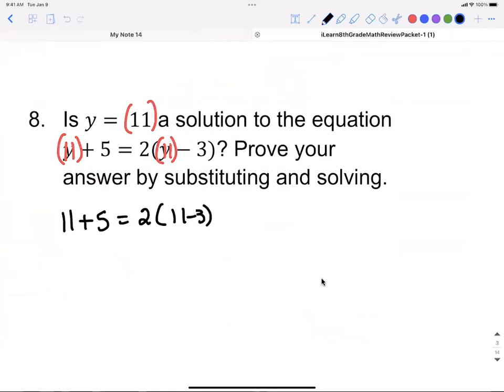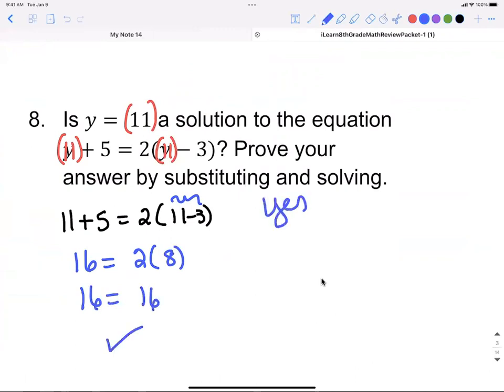Now, there's a couple of different ways you can do this. I'm going to go ahead. 11 plus 5 is 16. I'm going to go ahead and combine inside my parentheses first because they're like terms. So 11 minus 3 is 8. Now I'll do the multiplication. 2 times 8 is 16. And it checks out. Yes, it is a solution.